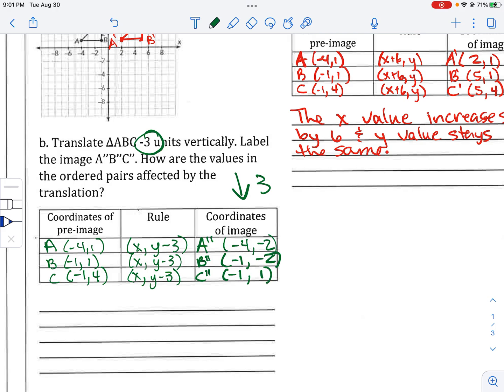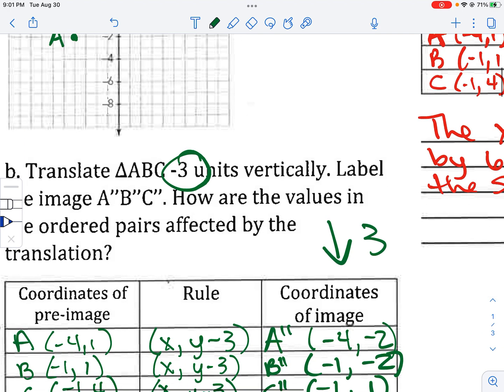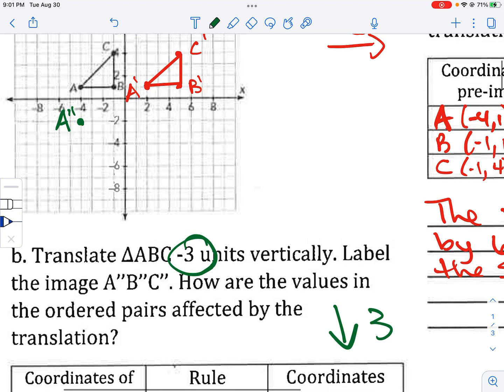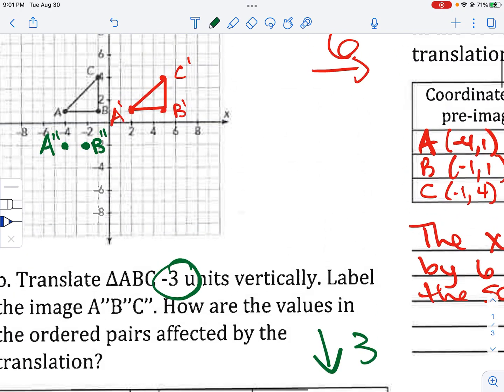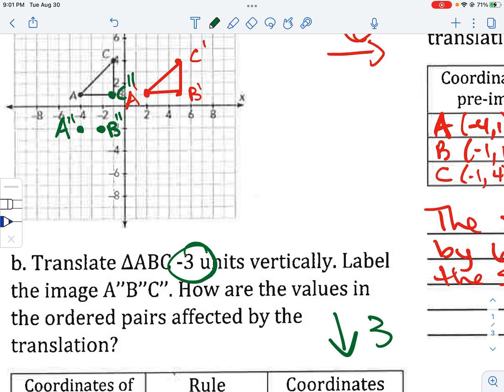So now I'm going to plot that. -4, -2, A double prime. -1, -2, B double prime. And -1, 1, C double prime. Ooh, try that again. -1, -2. Oh, I did -2, -2. Sorry about that. Right there. There we go. That's better.